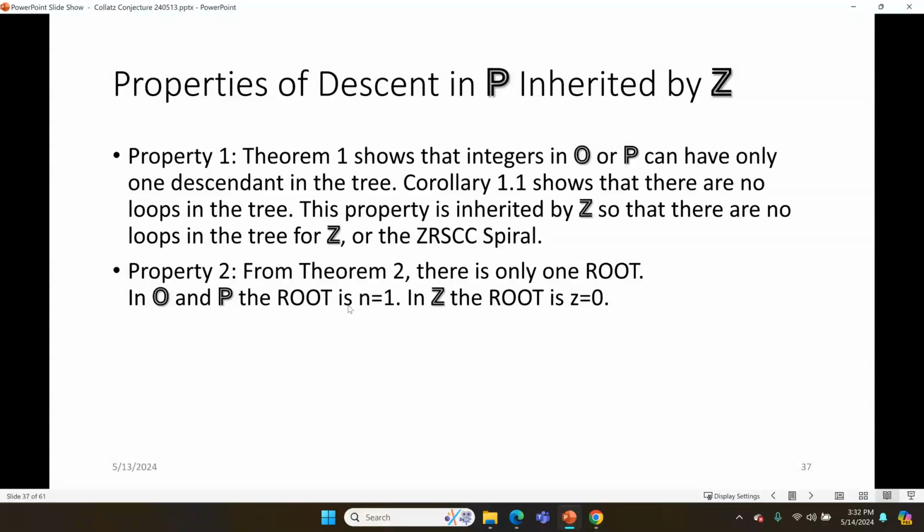Property number 2 is from theorem 2. There's only one root at n equals 1. This is true in the Z domain, but the root is at Z equals 0. There's only one root there.